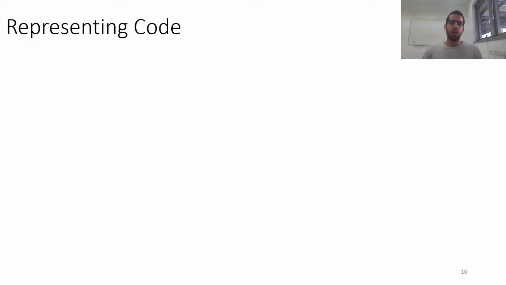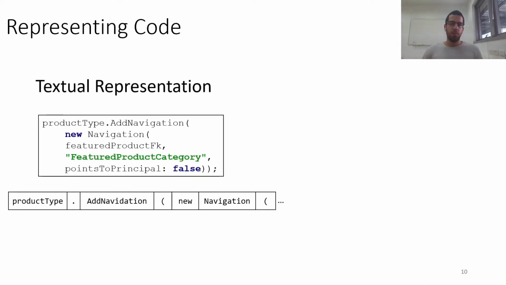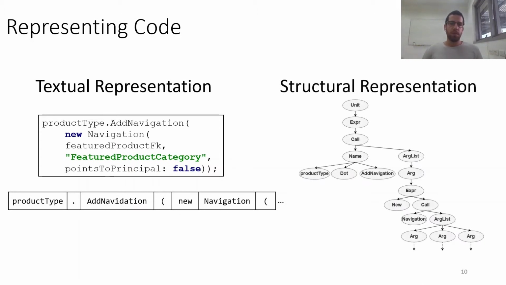There are two common approaches for representing code. In textual representation, we treat the code as a flat token stream, the same as humans read code. In structural representation, we represent the code by using its underlying abstract syntax tree, or AST in short. Previous work showed that using the rich structure of the AST can benefit trained models in code-related tasks such as code completion and predicting method names.